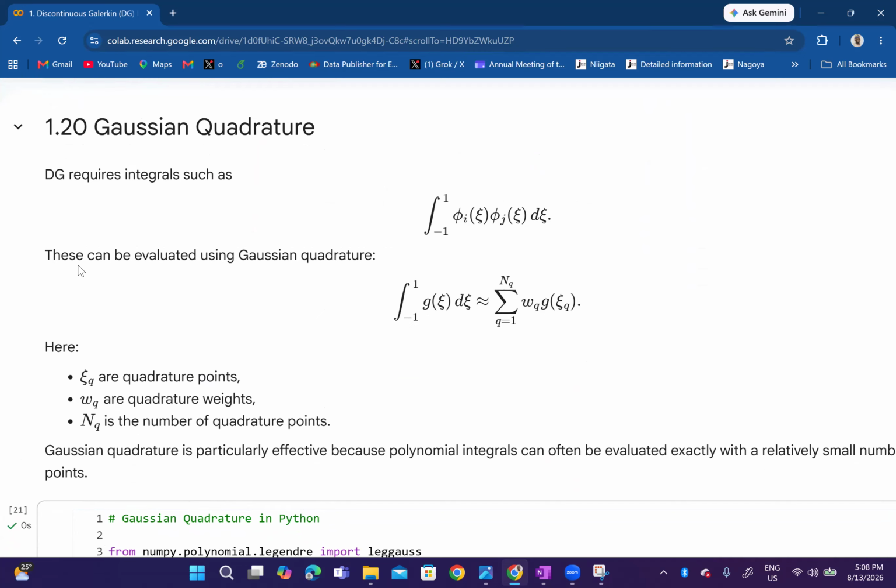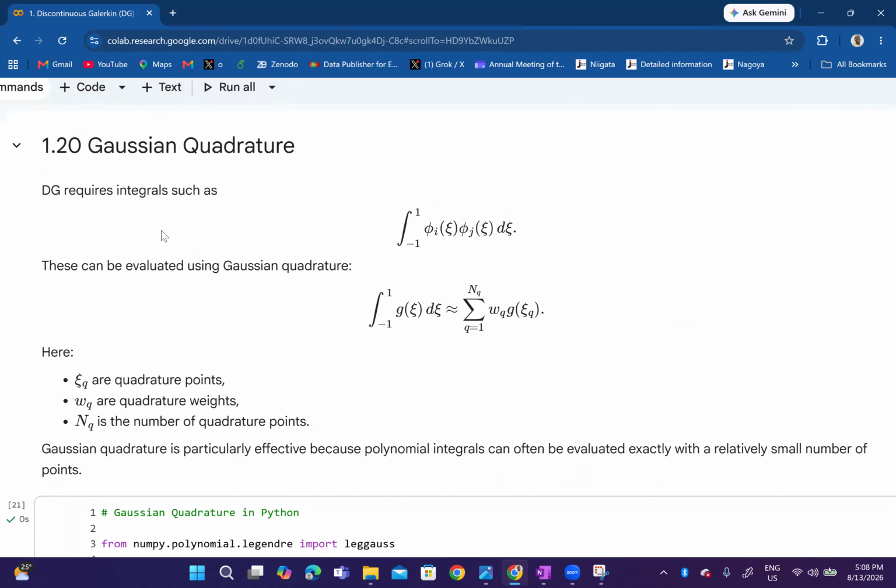This can be evaluated using Gaussian quadrature. So integral from -1 to 1. I think I talked about Gaussian quadrature also, or some kind of quadrature, adaptive quadrature, under numerical analysis. And that's approximately the summation from q equals 1 to n sub q of w sub q g of psi sub q. So here, psi sub q are quadrature points and w sub q are quadrature weights. So n sub q is the number of quadrature points.